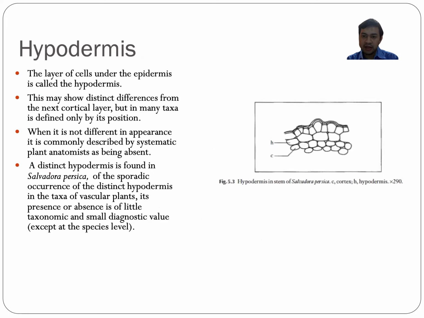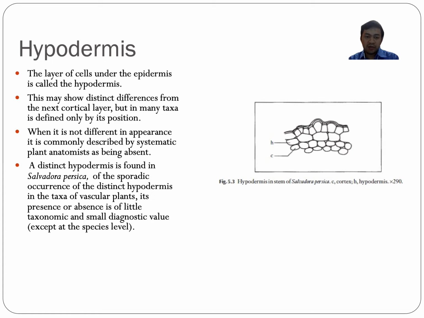This is the hypodermis. It can differentiate between the stem and the roots. The layer of cells under the epidermis is called the hypodermis. So here, if you see, this is the cortex, and this is the hypodermis, and then this is the epidermis. And this may show distinct differences from the next cortical layer, but in many taxa it is defined only by its position. When it is not different in appearance, it is commonly described by systematic plant anatomists as being absent.